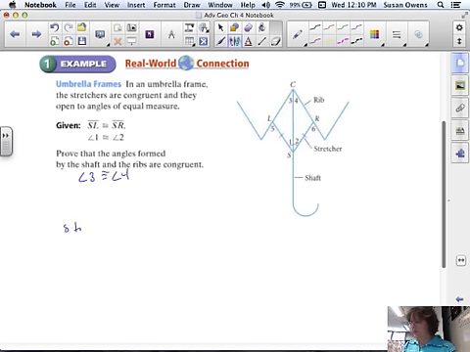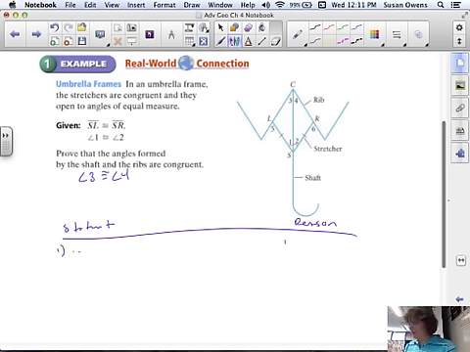Okay, so statement, reason. Okay, start out with my givens. So when I look at this one, I want to prove that angle 1 and angle 2 are congruent. They're not vertical angles. You know, we don't have parallel lines. I can't do anything like that. So what I'm going to do is I'm going to take the two triangles that are formed in this picture, and I first want to prove that they're congruent.